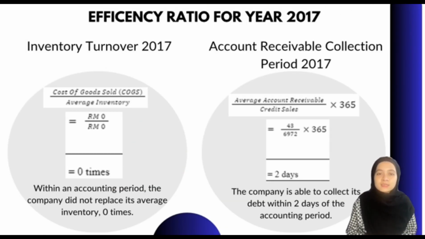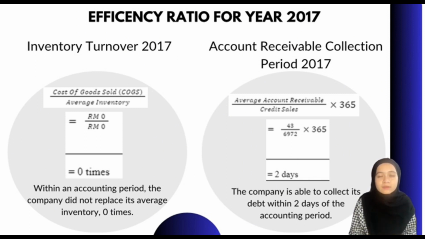So for this task, we choose Petronas Chemical Group Berhad Company, we choose the year of 2017 and 2022 to make a comparison. Firstly, I will explain about inventory turnover, account receivable collection period and total assets turnover of 2017. For 2017, the inventory turnover is 0 times. It means that within an accounting period, the company did not replace its average inventory.